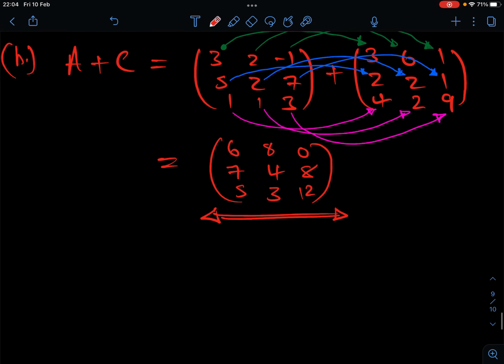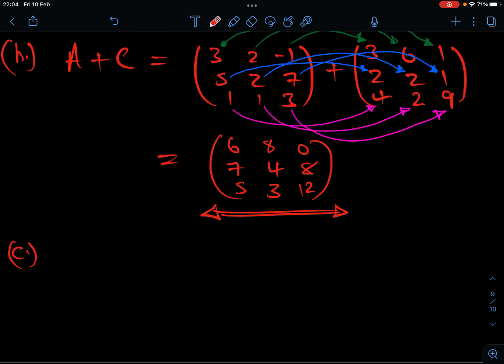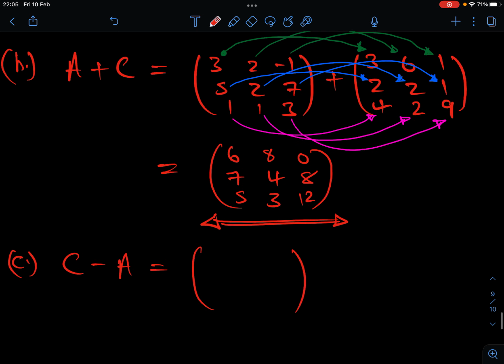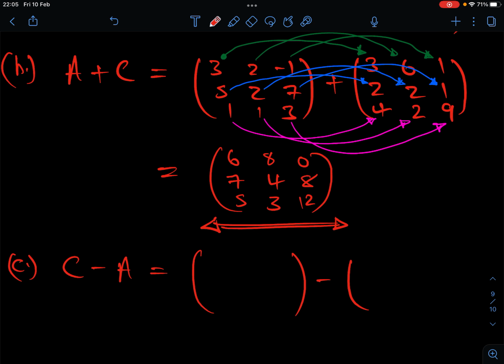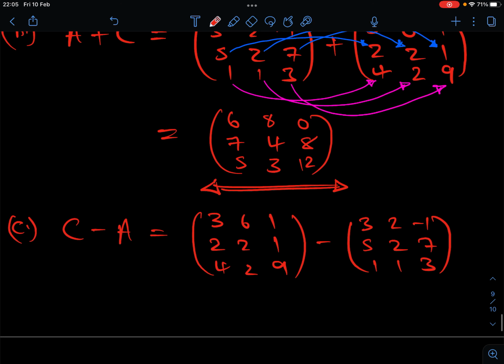Then now C, we are asked to find C minus A. Which means you must write matrix C first, then you end with A. Since we have them nearby, let's copy them. C is 3, 6, 1, then 2, 2, 1, then 4, 2, 9. While A is 3, 2, negative 1, then 5, 2, 7, then 1, 1, 3. Once the order is perfect, now you can just do your thing.